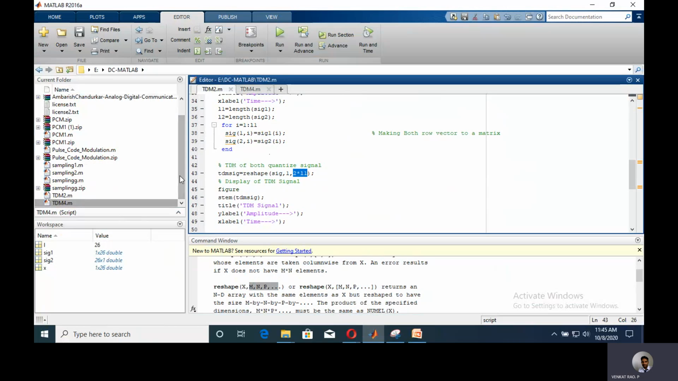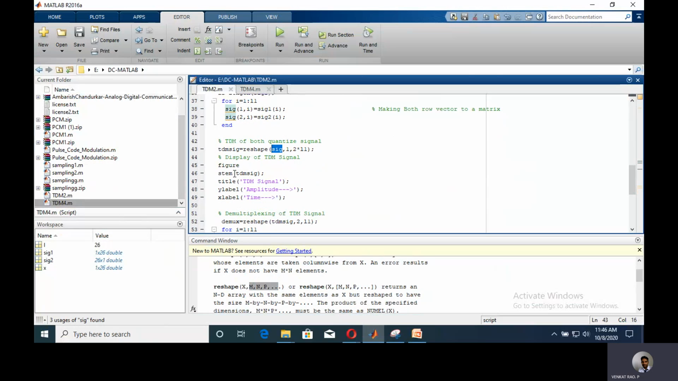And since we need to display this time division multiplex waveform as a single waveform, that's why the size is represented as 1, 2 into that length. For example, if this length is 10 units, then 1, 2 into 10, that is 1, 20, is the size of the array which is reshaped as a signal. So it will display the array having the elements with the size of 1, 20. This array is going to be displayed as a waveform, because we need a time division multiplex waveform. Because after sampling only the multiplexing is done, here also we need to display the sampled version of the multiplexed signal.